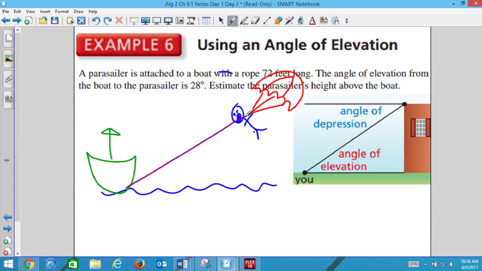Okay, so it says that the rope is 72 feet long. We have to find the angle of elevation from the boat to the parasailer. So when we think about angle of elevation, we're starting horizontal and going up. So I need a horizontal, and then it goes up. We have the angle of elevation is 28 degrees. And yes, we have our hypotenuse.